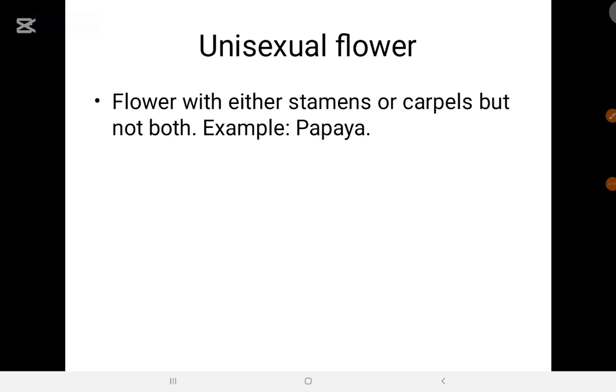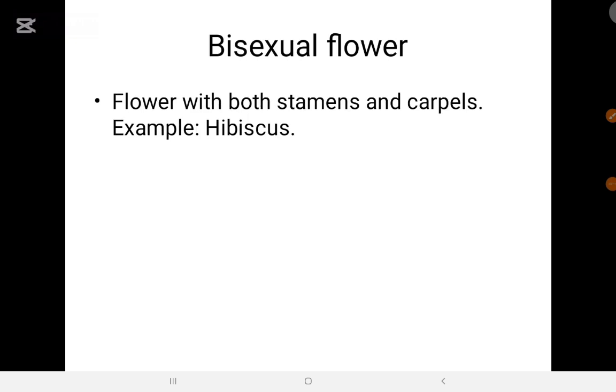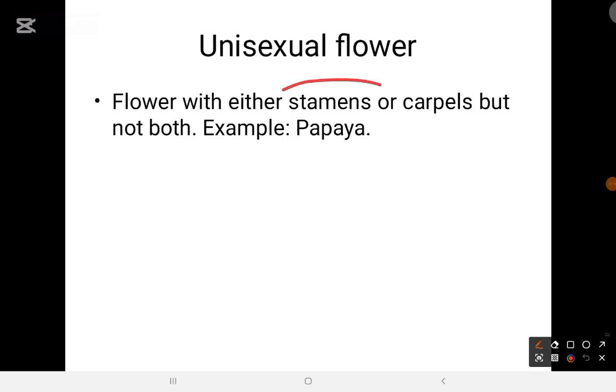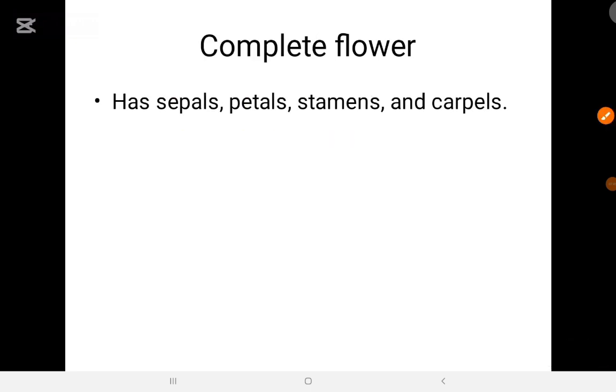Is that okay? Then we have the unisexual flower. A unisexual flower is a flower that contains only the male reproductive system or only the female reproductive system. That means only the stamens or only carpels, but never both. An example is the papaya plant. Bisexual flowers are flowers with both stamens and carpels, both the male and female reproductive structures. An example is the hibiscus flower.